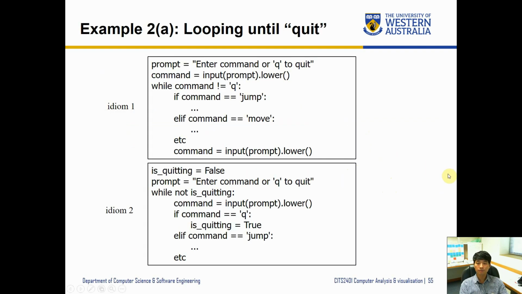So, looping until quit. Our first example was that we read the input, do something with it, and then read again at the end. Our second example, using the flag, is that we create a Boolean variable, then we take the input, and then we calculate whether we quit or not. All of those are examples of how we can implement looping until the user enters the quit command.